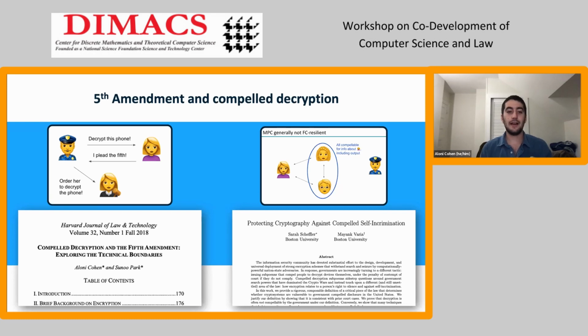And I think this is a good example where the engagement with the legal question came first. In the work that Danny mentioned with Sanu Park, who was also at MIT, we wrote a law review article wrestling with these questions and arguing that you could design cryptography to make compelling decryption more difficult legally. And then Sarah and Mayank took that to the next level by offering mathematical formalisms and proving theorems about what can and can't be compelled. So I think this is a great example of a legal theorem.